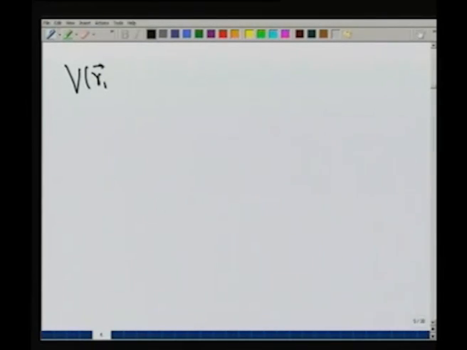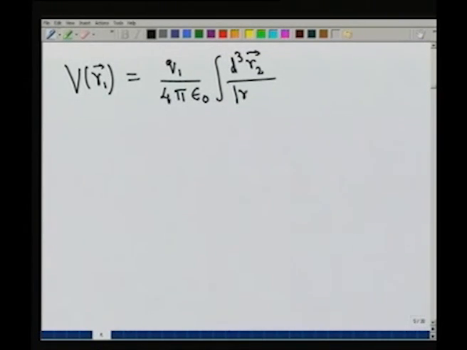So, we have been able to write a nice expression where the notation makes it clear the kind of physics that I want to do. So, let me repeat that expression. V of R1, which is the location of the charge Q1, is simply given by Q1 over 4 pi epsilon naught integral d cubed R2 rho of R2 over mod R1 minus R2.